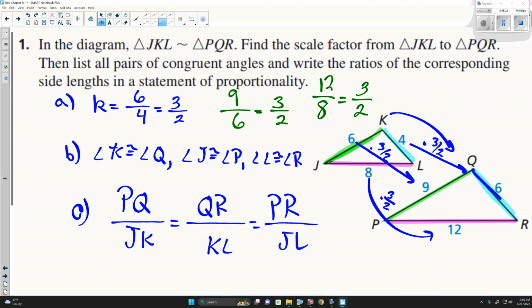Now, if we went the other way, we wouldn't multiply it by 3 halves. We would multiply it by 2/3. It just flips it. Questions on any of this here?